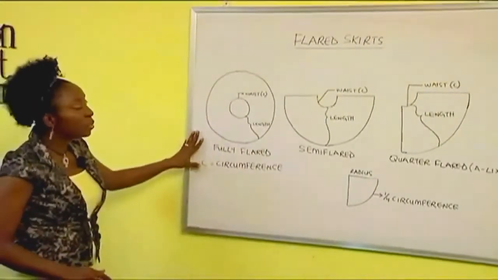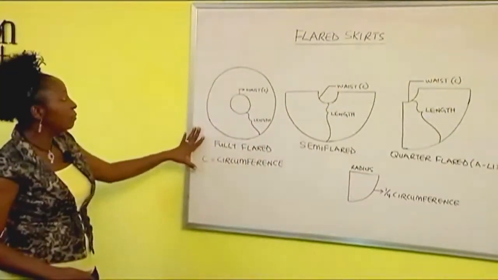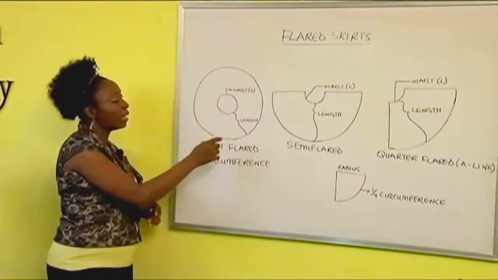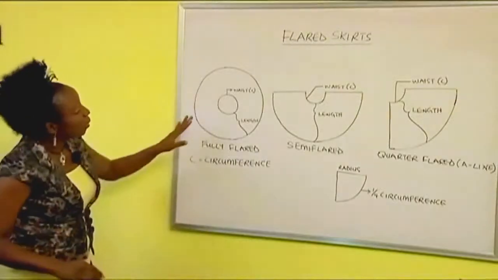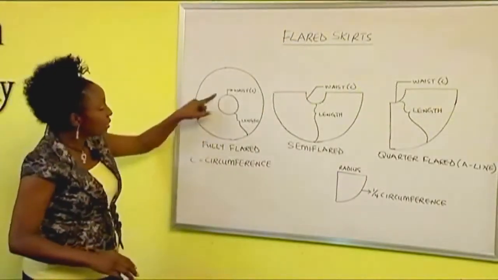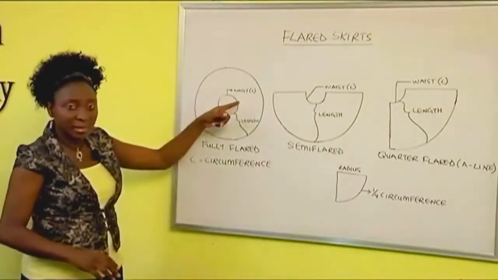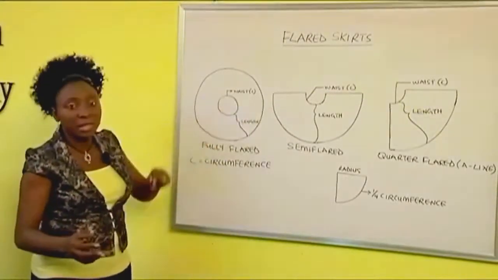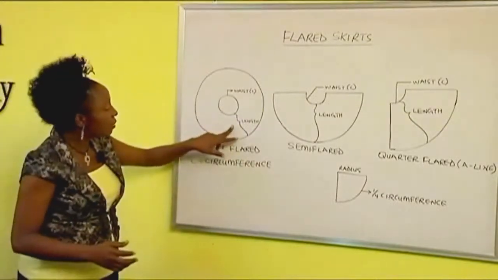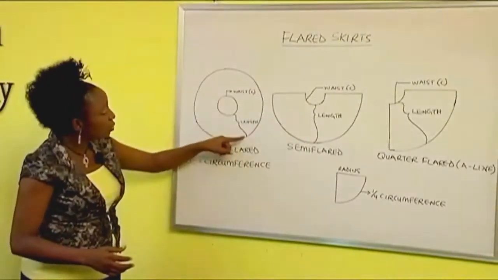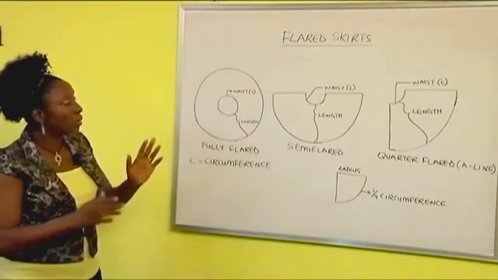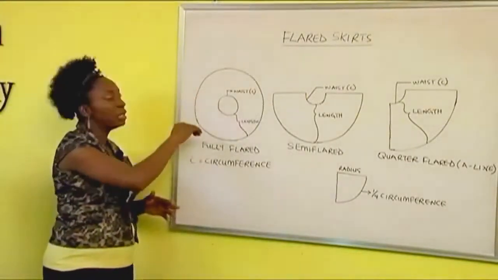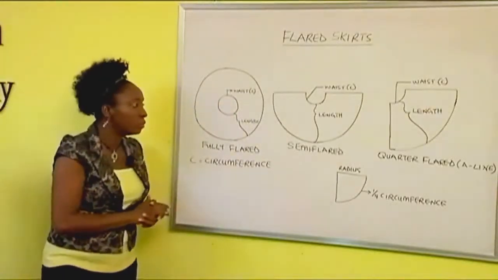Now take a look at the fully flared skirt. As you can see, it's made up of two circles. That means you can see an inner circle and an outer circle. And now what I have done is to show you that this inner circle represents the waist, which mathematically is called the circumference. That's what the C is for. Then the length is here, that's in between the two circles. Now the fully flared skirt is made up totally of a full circle and an internal circle.